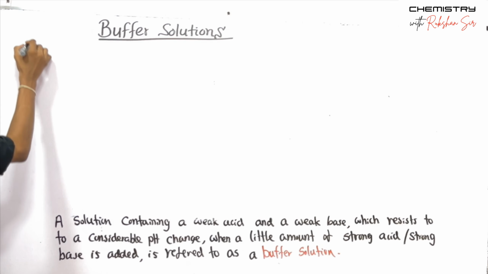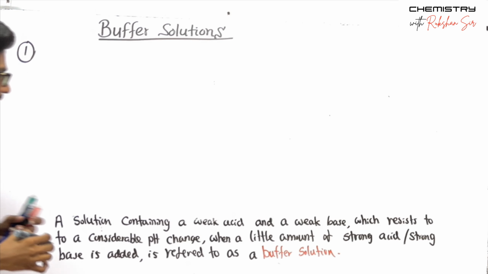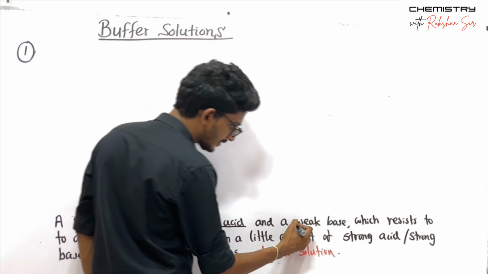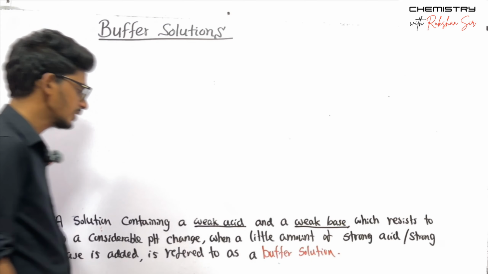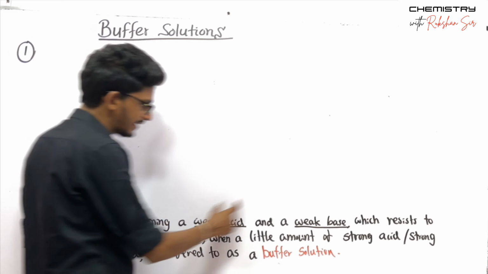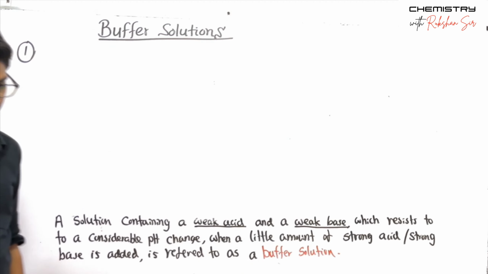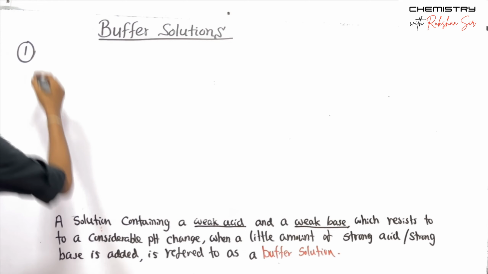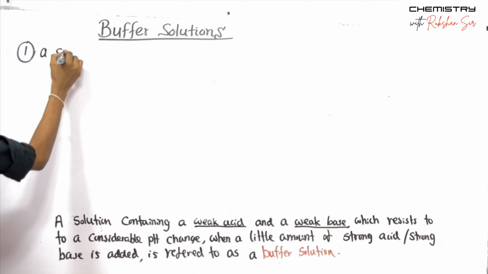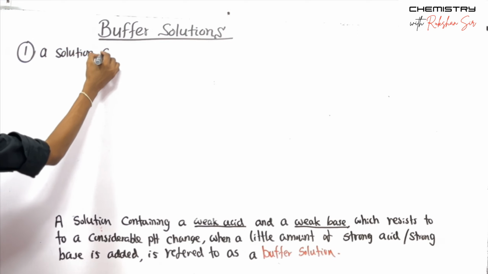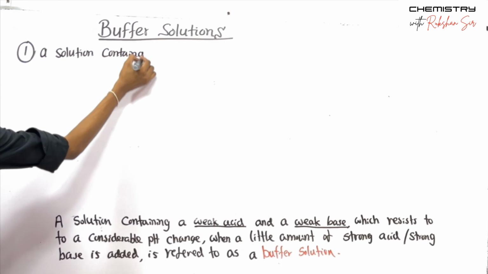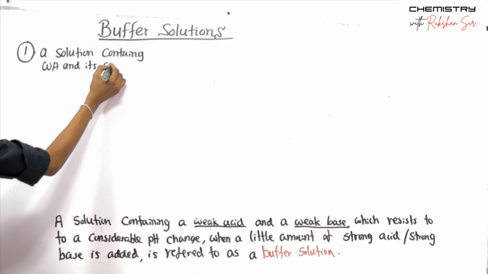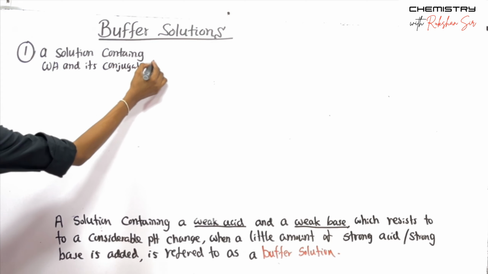Number one, as this weak acid and this weak base, you can have a weak acid and its conjugate base. A solution containing a weak acid and its conjugate base can be referred to as a buffer solution.